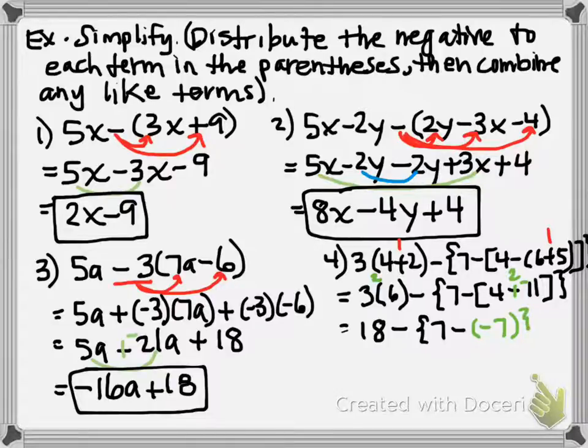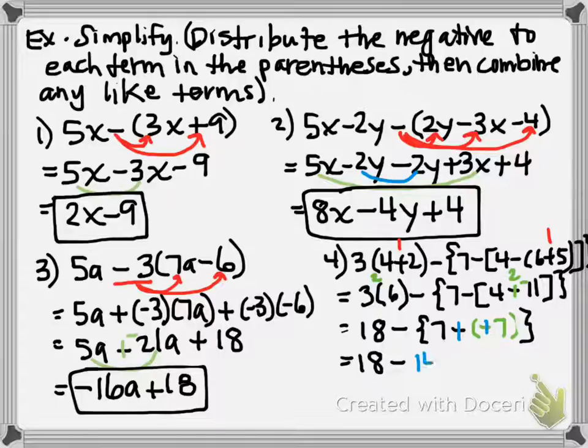Oops, here we go back. Just to highlight that guy. Okay, so I still have a grouping symbol, and I can't do anything about this 18 yet, so he just comes along for the ride. And now what I'm going to do is rewrite this as an addition problem by adding the opposite. And what I end up with is 7 plus 7, which is 14.